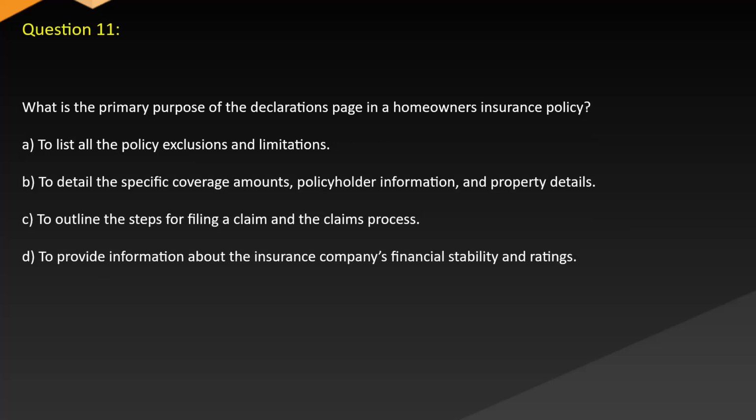Question 11. What is the primary purpose of the declarations page in a homeowner's insurance policy? A. To list all the policy exclusions and limitations. B. To detail the specific coverage amounts, policyholder information, and property details. C. To outline the steps for filing a claim and the claims process. D. To provide information about the insurance company's financial stability and ratings.